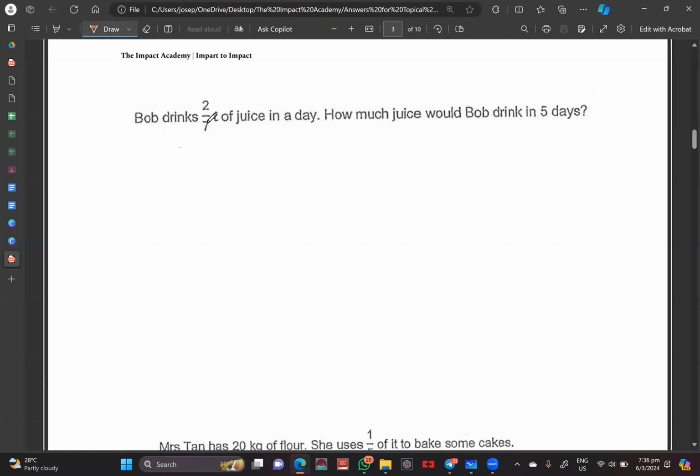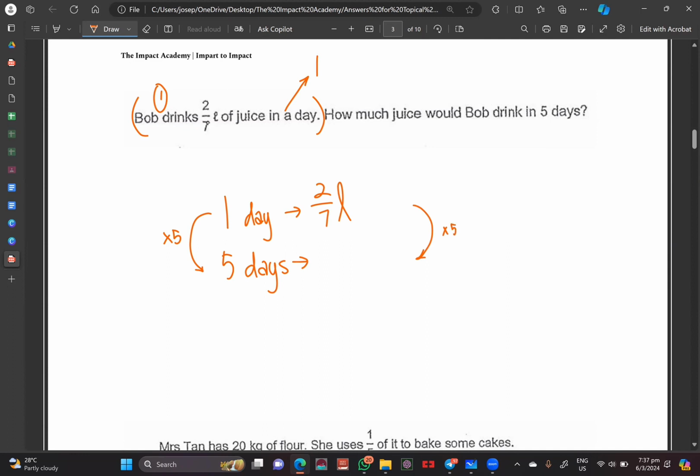Bob drinks 2/7 liters of juice in a day. So in a day, right? The word a means one. Isn't that true? Make sense? How much juice would Bob drink in 5 days? So what we want to do is write 1 day is basically equal to 2/7 liters. How do I get from 1 to 5? I multiply by 5, right? When I do something to the left, I must do something to my right. So I do 2/7 times 5/1.